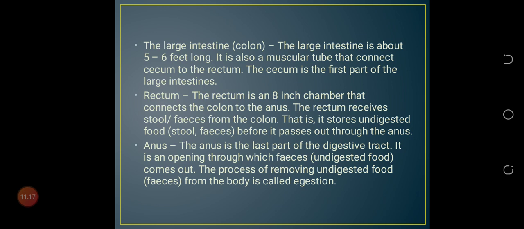And we go on to the last part, the anus. The anus is the last part of the digestive tract. It is an opening through which feces or undigested food comes out. The process of removing undigested food or feces from the body is called egestion. We already talked about egestion, the removal of undigested food from the body through the anus. So the anus's work is just to release feces from the body.